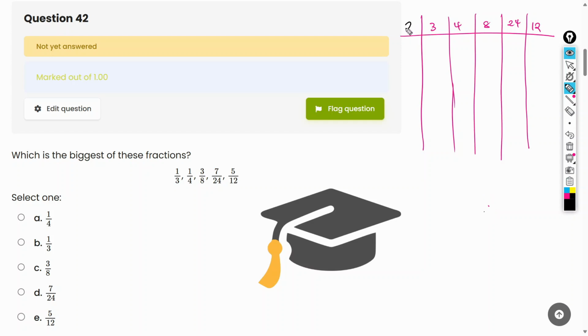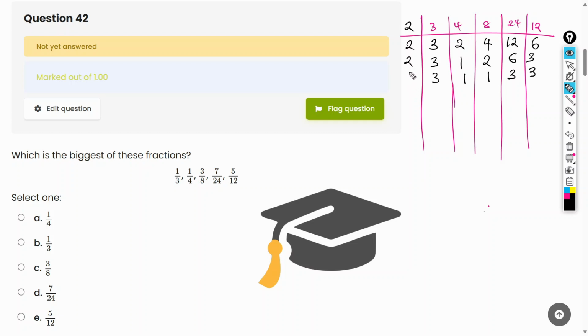So 2 into 3 cannot go, so we drop down 3. 2 into 4 is 2. 2 into 8 is 4. 2 into 24 is 12. 2 into 12 is 6. 2 into 3, we drop down 3. 2 into 2 is 1. 2, 6, 3. 2 again. 3, 1, 1, 3, 3.